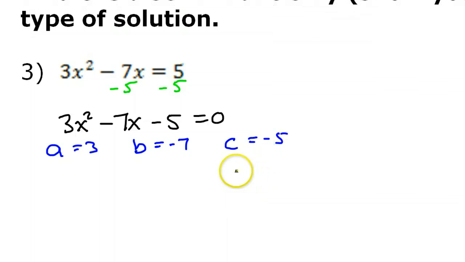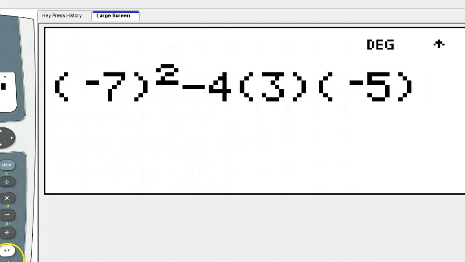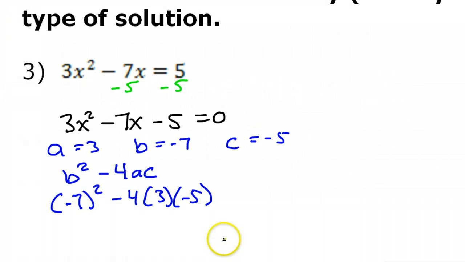So when we do the discriminant, which of course is b squared minus 4ac, then we are doing negative 7 squared minus 4 times 3 times negative 5. Alright, so this is what it would look like if you typed it into a calculator, and we get 109. Okay, so the discriminant is 109.